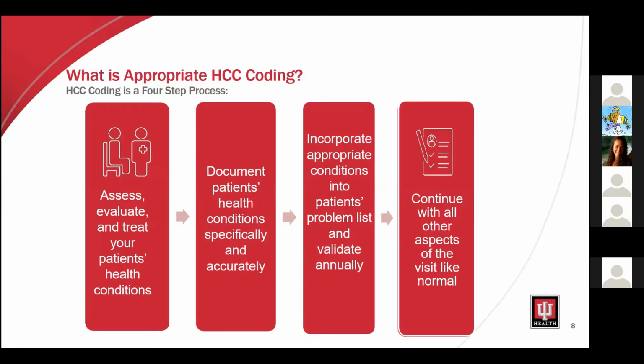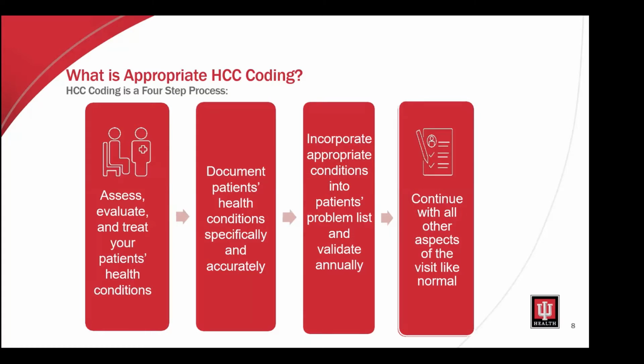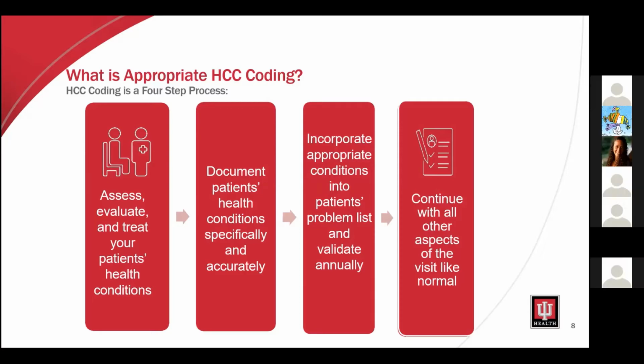So appropriate HCC coding is a 4-step process. Assess, evaluate, and treat your patient's health conditions, document patient's health conditions specifically and accurately to ensure they're getting the correct risk adjustment score, and then incorporate appropriate conditions into the patient's problem list and validate annually. So it's not only addressing conditions that are appropriate to the patient, but also removing or rejecting conditions that are no longer applicable to the patient. And then continuing with all other aspects of the visit like normal.